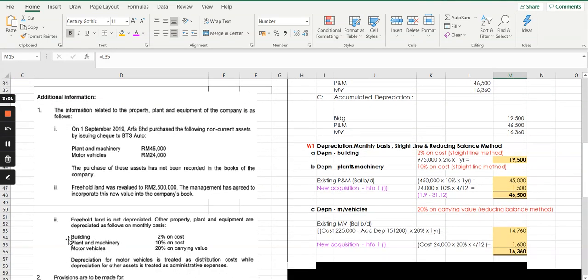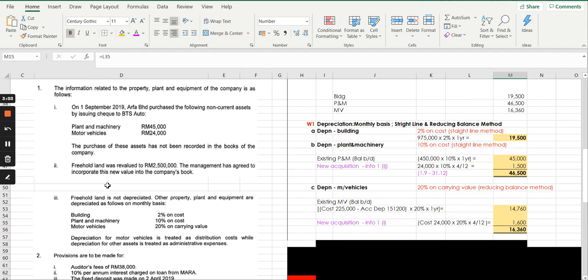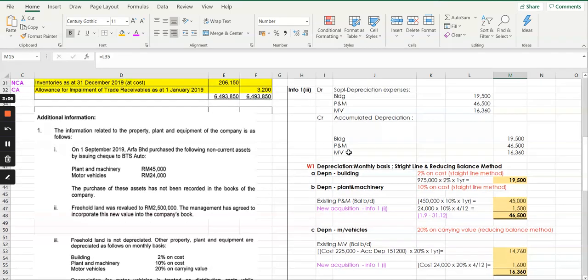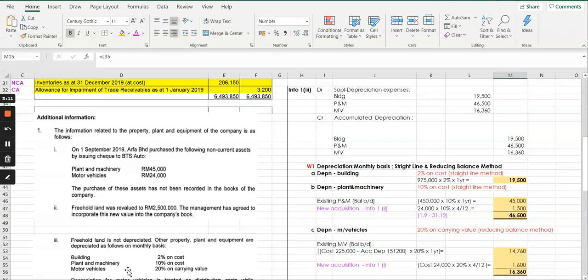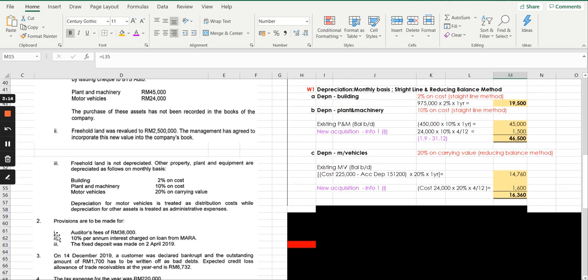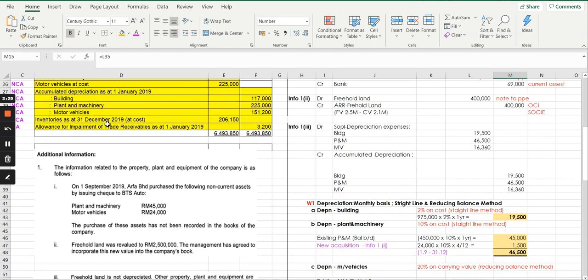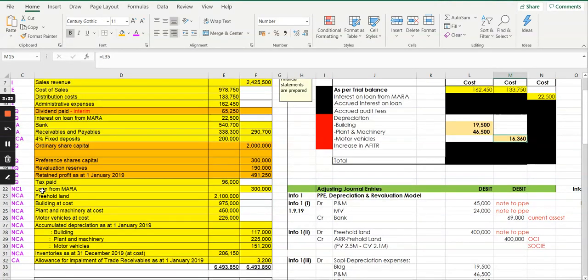Information 1.3 is on revaluation, which we have already done, much earlier. Now we go on to information 2. Information 2 is regarding provisions that need to be made, which is for auditors' fees. This is accrued auditors' fees, which is a current liability that you need to provide. There is also some accrued interest on the loan from MARA. Loan from MARA is a liability.